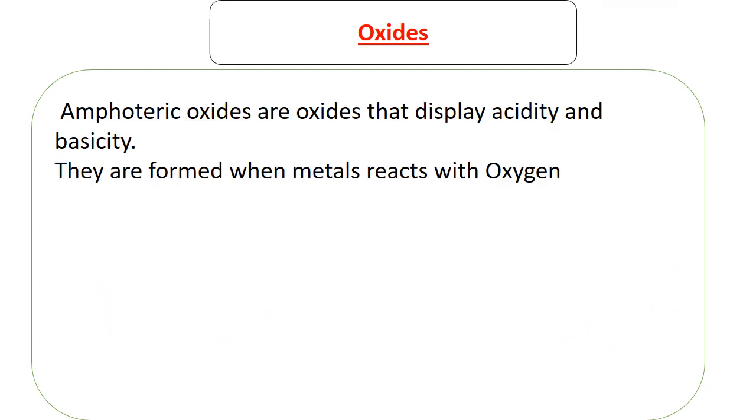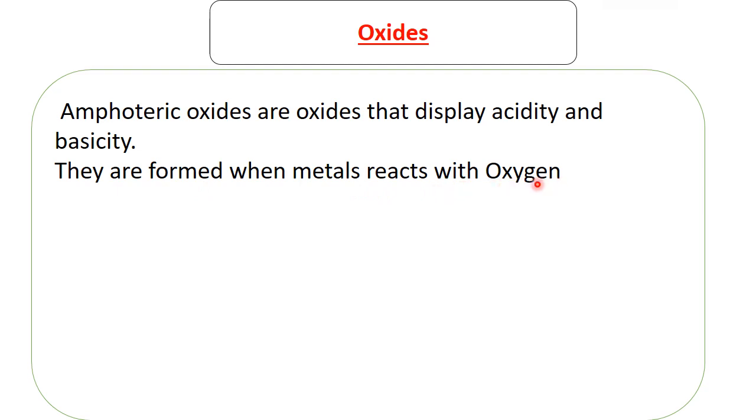Then the third type of oxides are called amphoteric oxides, which are oxides that display both acidity and basicity. From the definition, amphoteric oxides behave as acids and at the same time as bases. Therefore, they can react with acids when they are behaving as bases, and they can react with bases when they are behaving as acids. They are formed when metals react with oxygen.